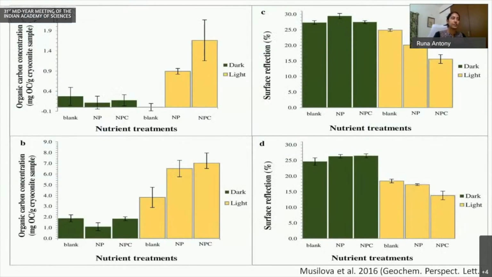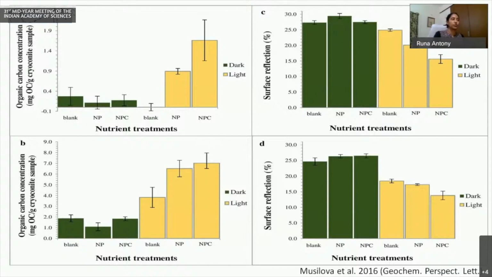And the first experimental evidence that microbial activity can significantly impact the reflectivity of the ice surface came in 2016 from Musilova et al. An experiment was conducted to investigate the darkening of cryoconite debris as a result of microbial activity. The cryoconite debris comprised 5% natural cryoconite mixed with 95% cryoconite furnaced at 550 degrees to remove all the organic matter.